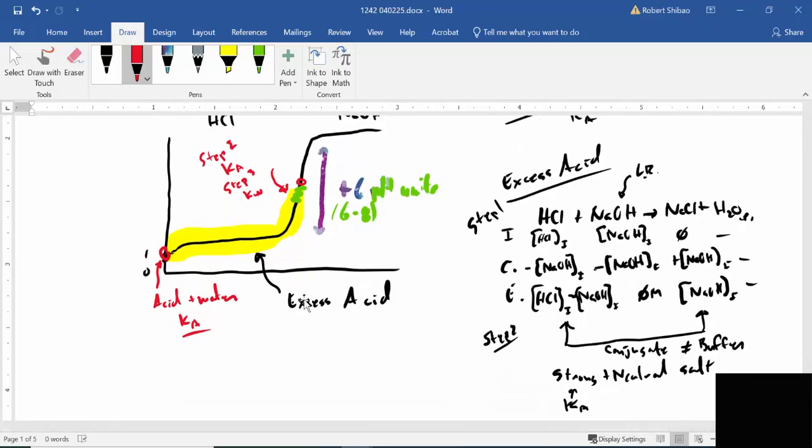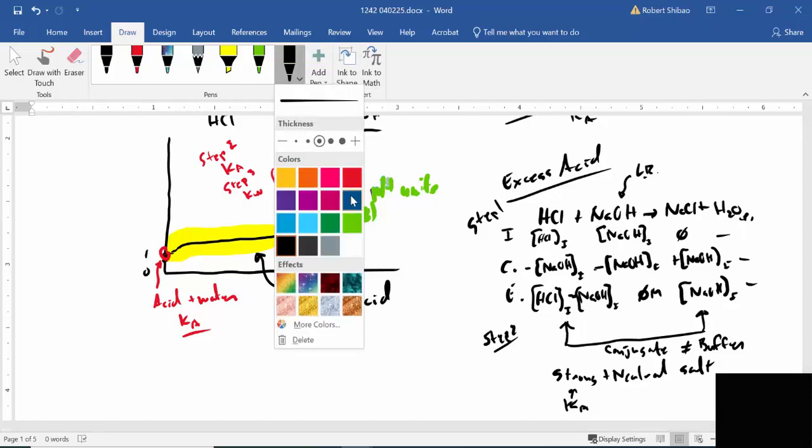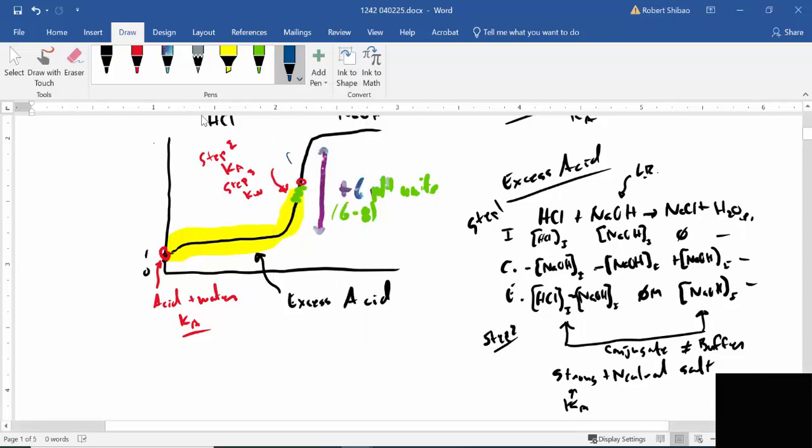Okay, that brings us to the next part of the curve, and that's the equivalence point. Near the equivalence point, we're going to be using Kw. At the equivalence point, that's all there is, because in this particular case, at the equivalence point, we've neutralized all of our acid.